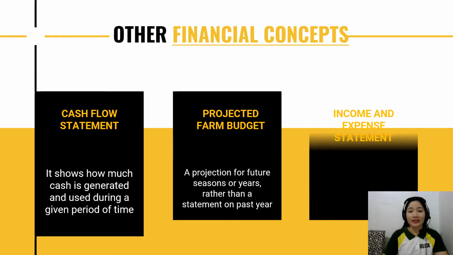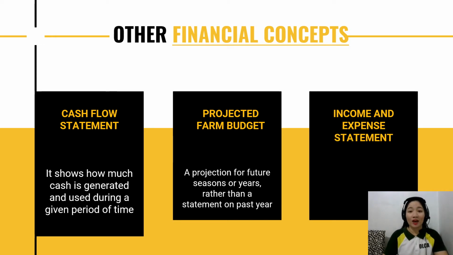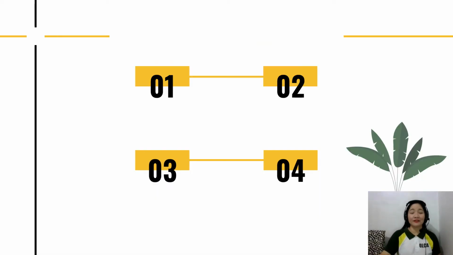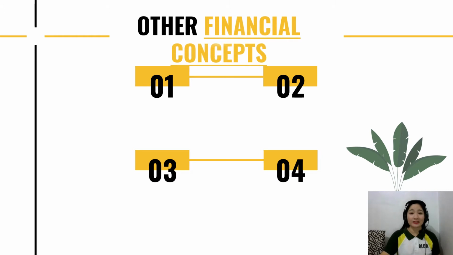The third one is the profit and loss statement, also called the income and expense statement. It is a report that shows the income, expenses, and resulting profits or losses of a company during a specific period of time. Okay? So we will be dealing with these three financial concepts in week 5, which is about performing record keeping. Under the financial concepts, of course, are assets.